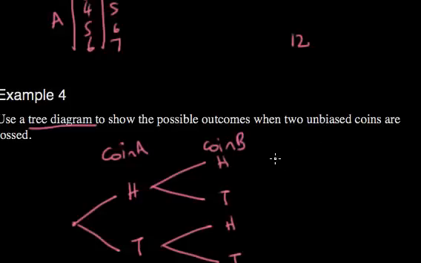And the outcomes here would be a head and a head. I'm just following the tree here, and then we get a head and a tail. Or we could have a tail and a head, or we could have a tail and a tail. And these are all of the outcomes.